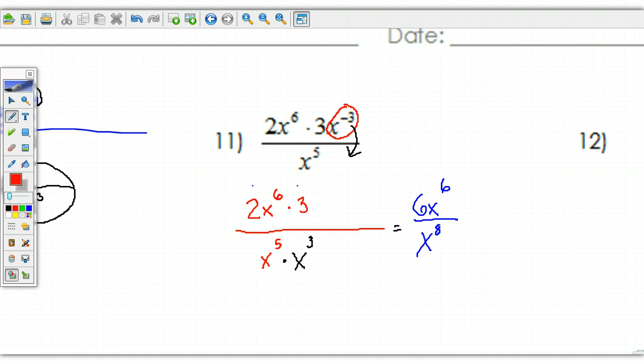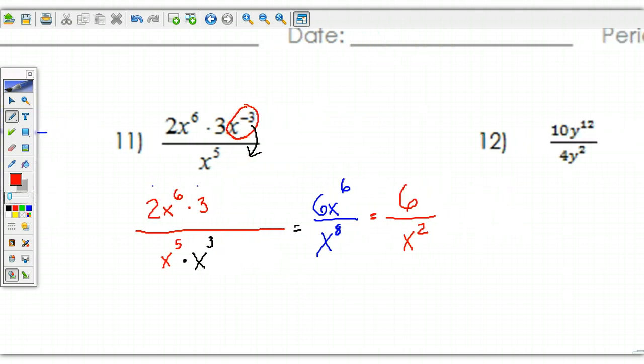And then you might say, oh, we're done. But there's actually more. We could take our subtraction rule and do 6 minus 8, because there's 6 x's on top and 8 on the bottom. 6 minus 8 is negative 2, but we know that there's more x's on the bottom, so it's going to be on the bottom. It's 6 over x to the positive 2.